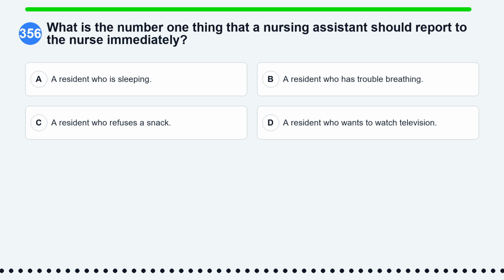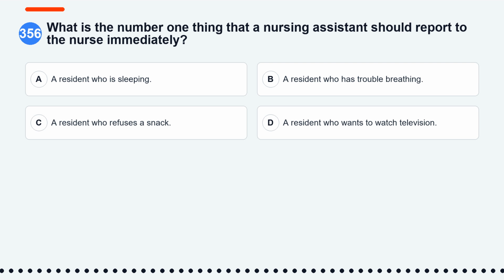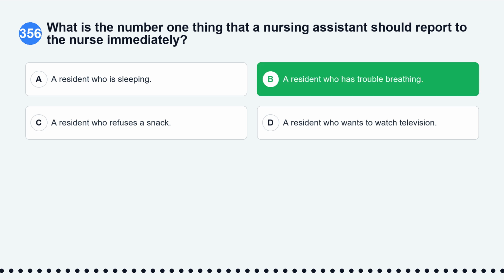Question 356. What is the number one thing that a nursing assistant should report to the nurse immediately? Option A, a resident who is sleeping. Option B, a resident who has trouble breathing. Option C, a resident who refuses a snack. Option D, a resident who wants to watch television. The correct answer is option B, a resident who has trouble breathing.